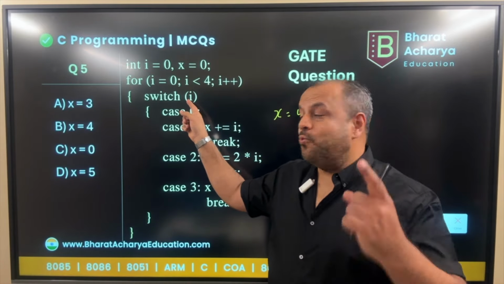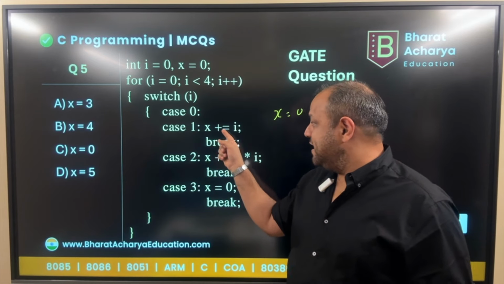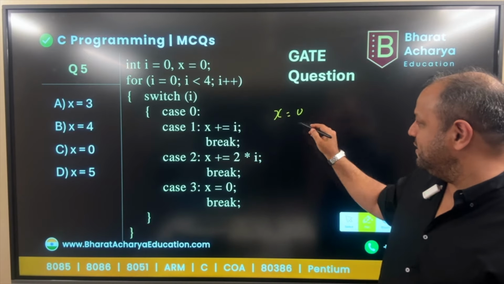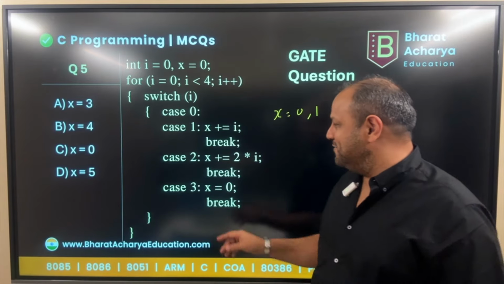Next iteration. i is 1. So switch i, it will directly come over here. Case 1. x is x plus i. That means x plus 1. So 0 plus 1 is 1. So far x is 1. Are you clear? So far our result is 1.